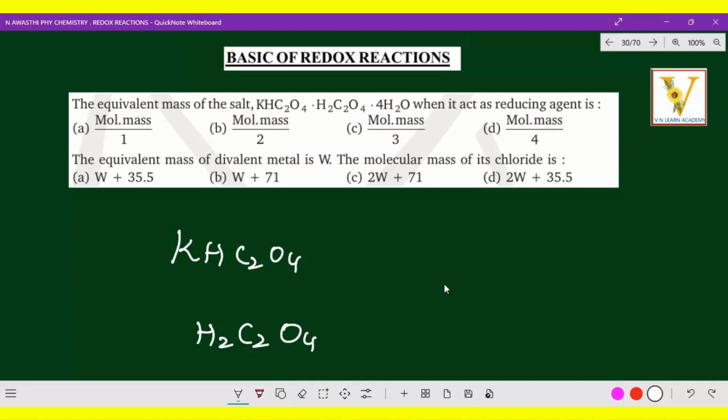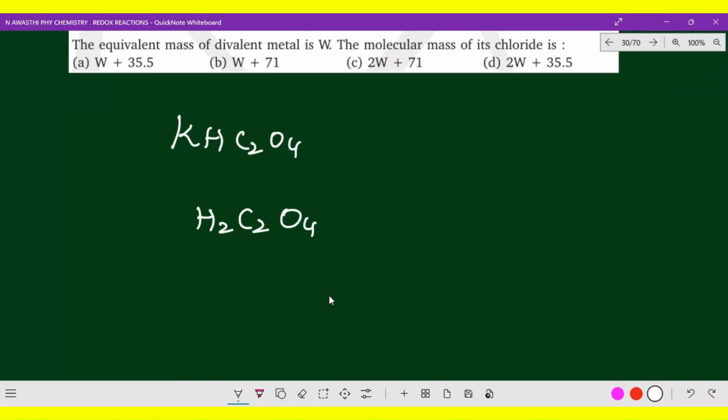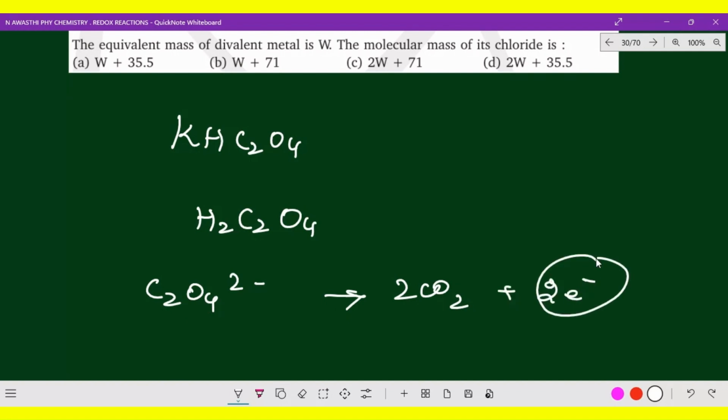Each oxalate ion, C2O4 2 minus, goes to 2CO2 plus 2 electrons. It's common, 2 electrons only. Whether hydrogen is replaced or not, that is not a matter. How many electrons is it exchanging? 2 electrons only. So here also 2, here also 2. Each oxalate ion loses 2 electrons, so totally how many electrons lost? 2 into 2, 4 electrons lost.